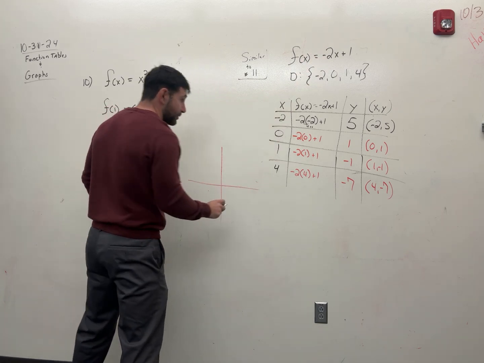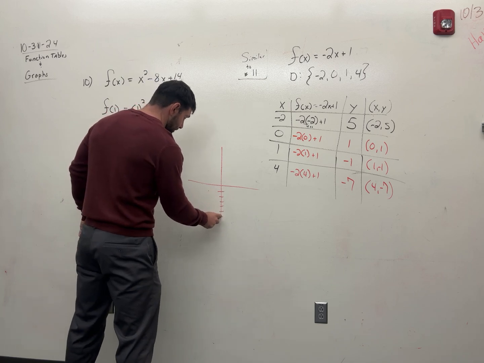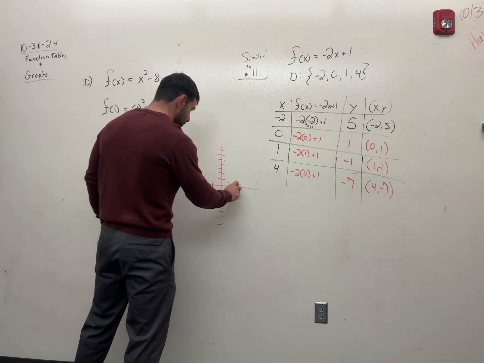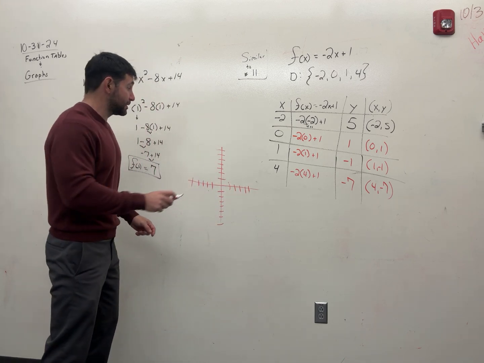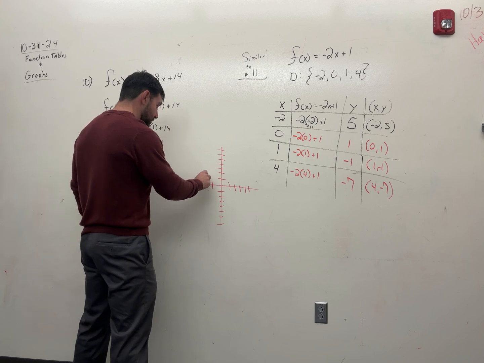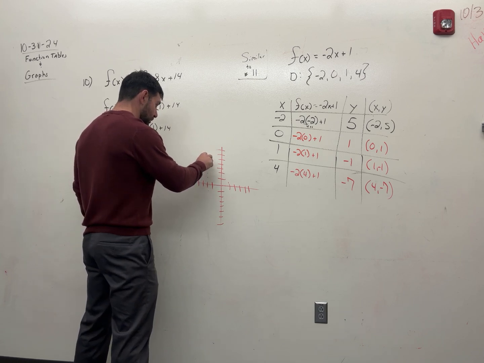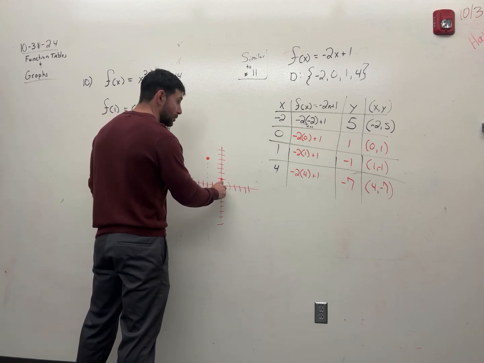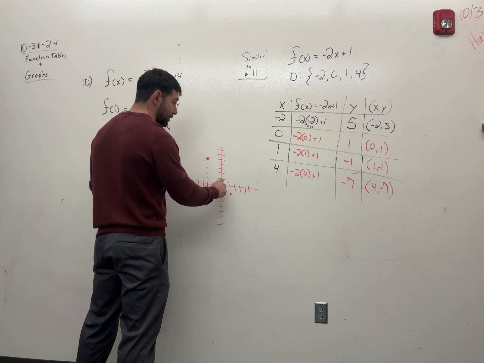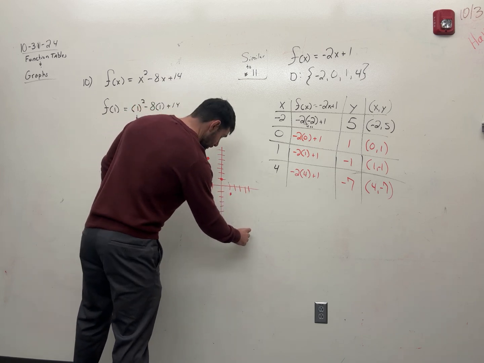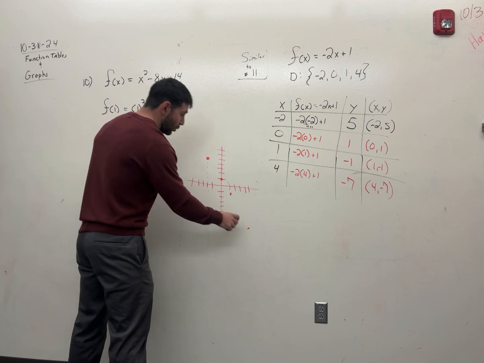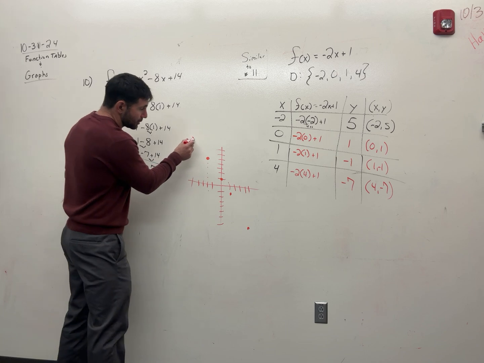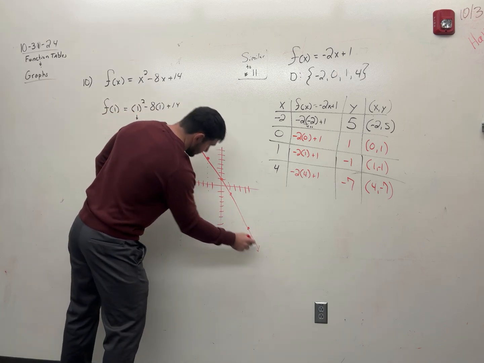Now, it also asks you to graph. 1, 2, 3, 4, 5, 6, 7. 1, 2, 3, 4, 5, 6, 7. 1, 2, 3, 4, 5. 1, 2, 3, 4, 5. When we graph these, -2 up 1, 2, 3, 4, 5. 0 up 1. (1, -1). And (4, -7). When you graph the points, if it's an equation, you are going to connect your points.